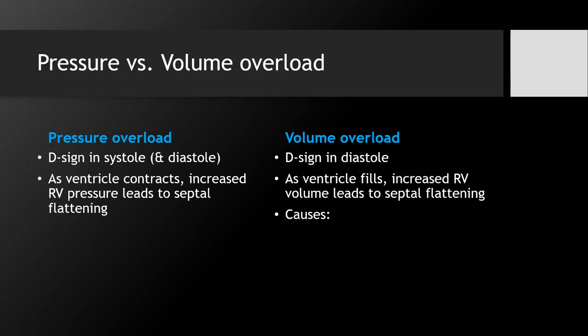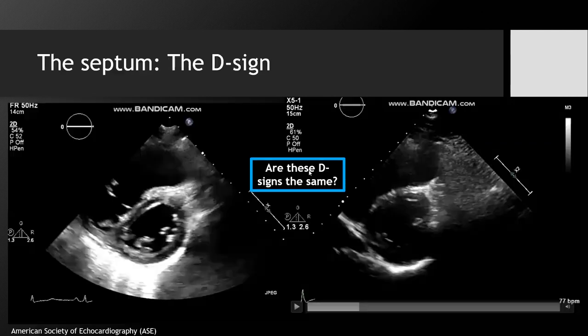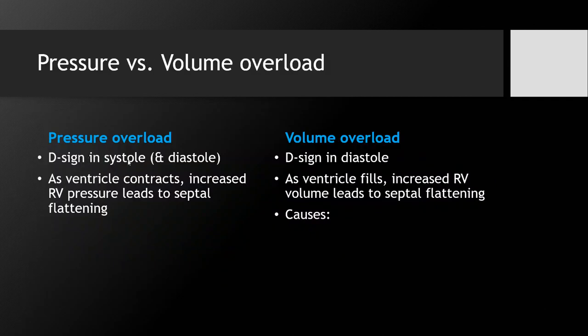What does that reflect? Well, the distinction is sometimes referred to as pressure overload and volume overload. The first thing that we saw is pressure overload. That's when you have a D sign in systole, usually and diastole as well. And that's due to a significant increase in RV pressure, often also due to an increase in RV mass, where throughout the cardiac cycle, the center of gravity, so to speak, of the septum is still pulled rightwards, so you're going to get a D shape. You're going to get a D shape throughout the cardiac cycle.